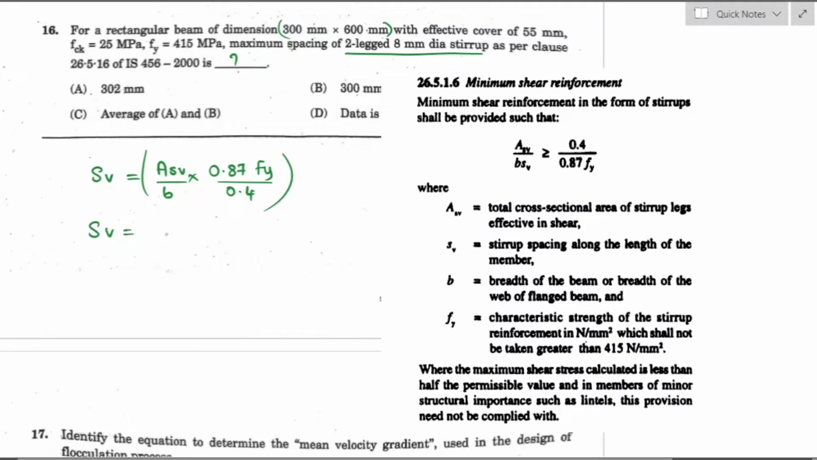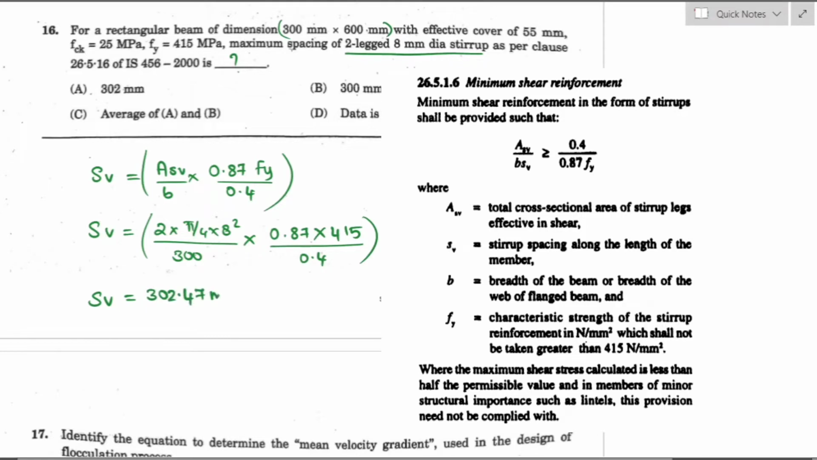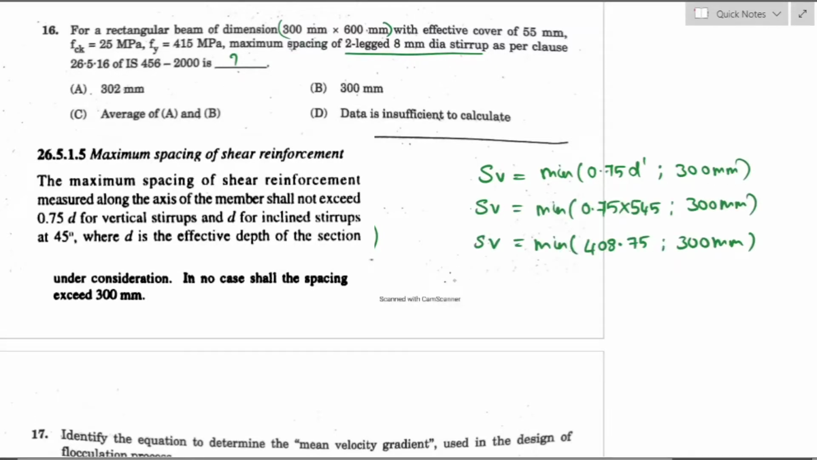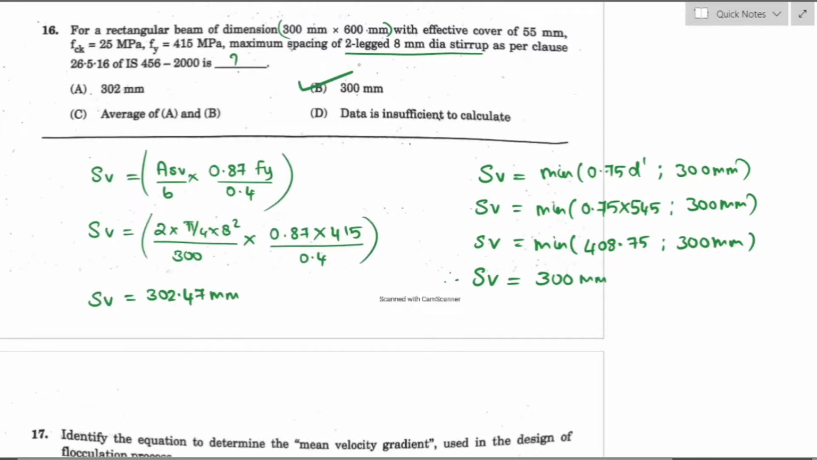So spacing of the stirrups will be 302.47 mm. So as per this codal provision, we know that spacing of the stirrups will be minimum of 0.75 times of effective depth of the section or 300 mm, whichever is lesser. So the spacing of vertical stirrups will be minimum of this value, so it is 300 mm. So option B is the right answer.